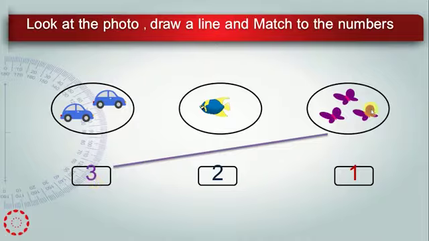Butterflies. How many butterflies? Let's count. One, two, three. Three. How many fish? One. One for one. How many cars? One, two. Two for two.